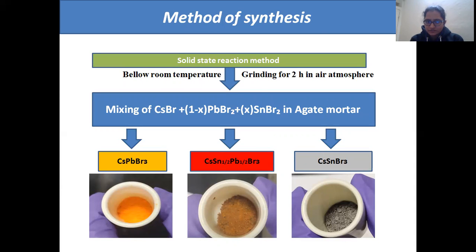Method of synthesis. My method is the solid state reaction method. I have synthesized these 3 materials below room temperature and done grinding for 2 hours in air atmosphere. My precursors are CsBr, PbBr2, SnBr2, and I have prepared these 3 samples for the comparative study of CsSn1/2Pb1/2Br3.